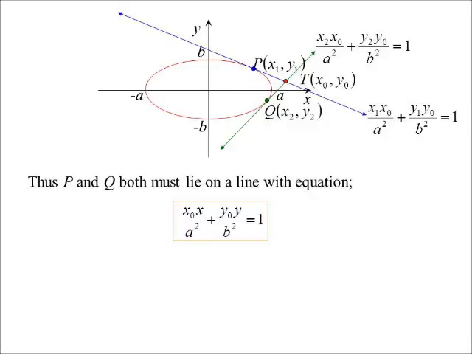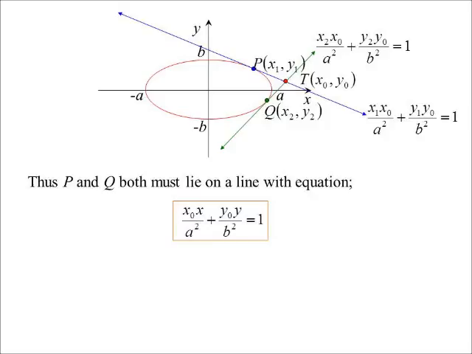Okay, so let's have a look at that again. The blue line, I know, is x1 x naught. When I substitute in the x1, y1, I get x1 x naught on a squared plus y1 y naught on b squared equals 1. The green line, I get x2 x naught, and so on. Okay? P and Q must lie on a line with that equation. X naught on a squared, constant times x. Y naught on b squared, constant times y. And yes, it equals some other constant. That is an equation of a line. Do we agree with that?